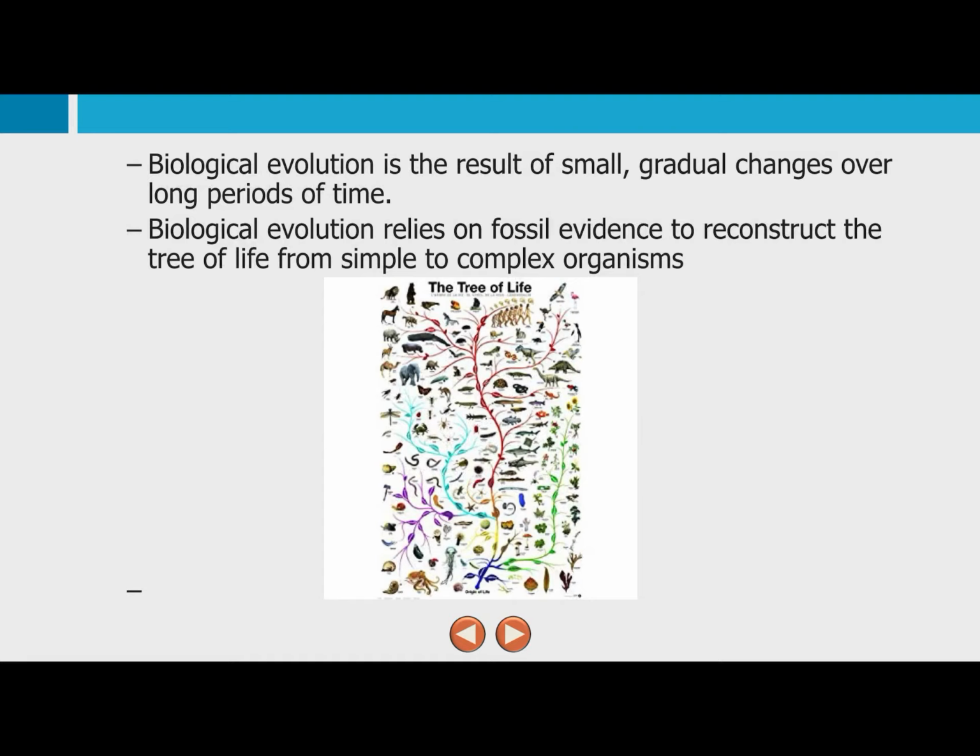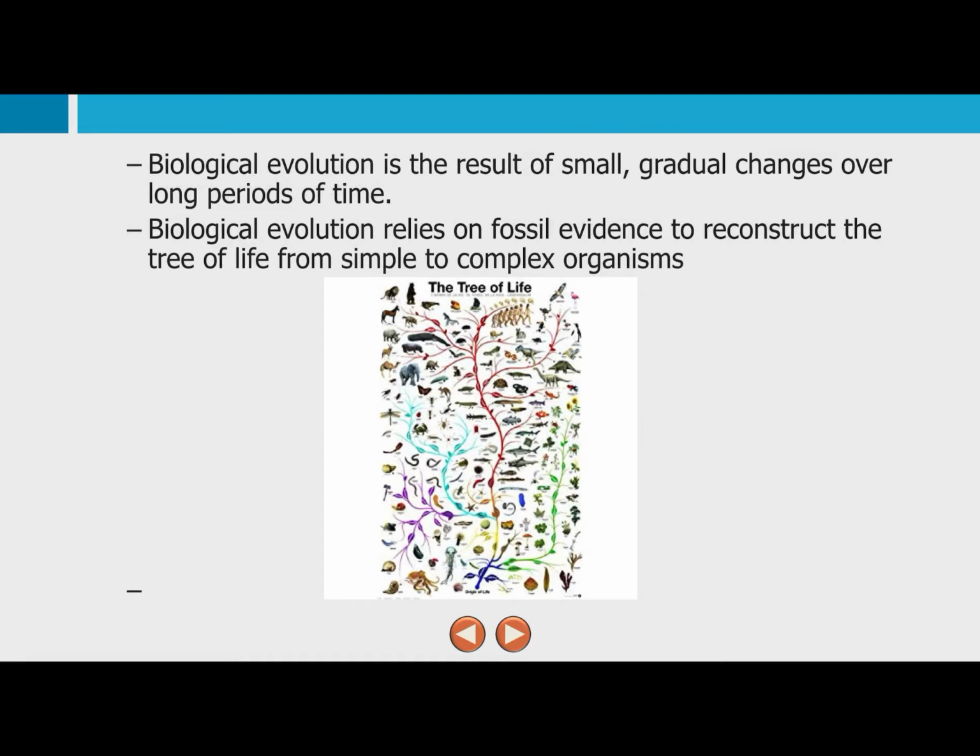We also see that biological evolution is a result of small, gradual changes over long periods of time. It takes millions of years for biological evolution to occur on a large scale. If you would ask an evolutionist, that's what he would say. He would say that biological evolution, as it says here, is small, gradual changes over long periods of time. An evolutionist would say millions of years for the monkey to the man. That biological evolution would take a long time.